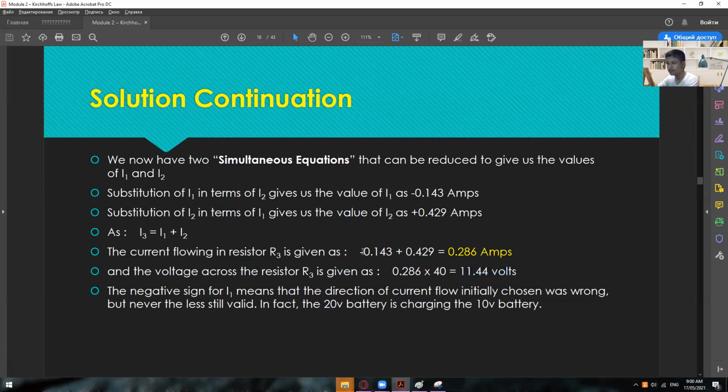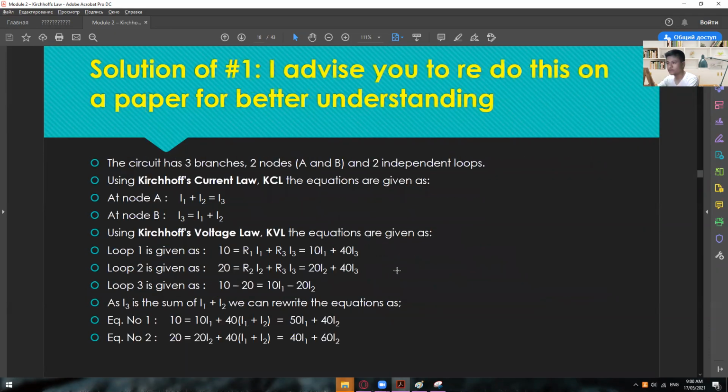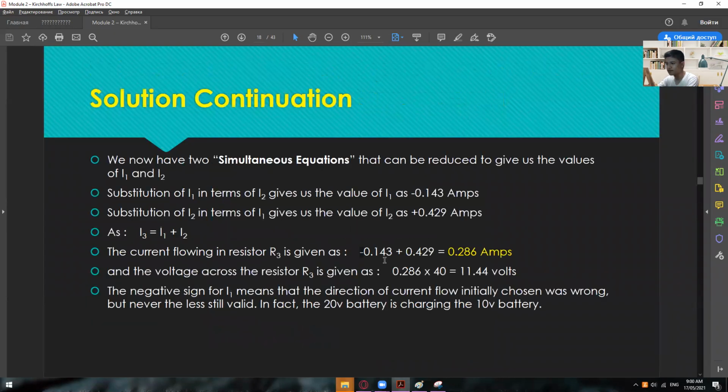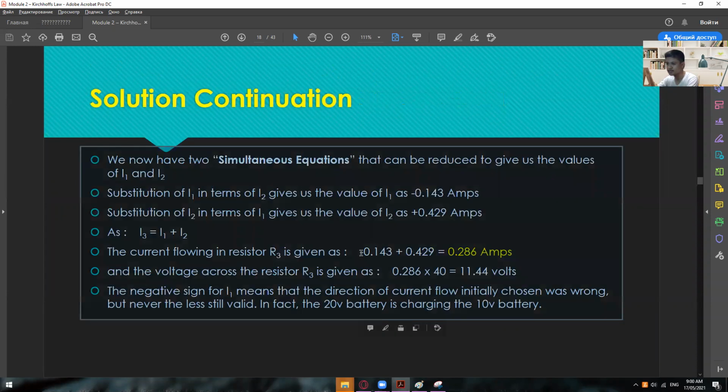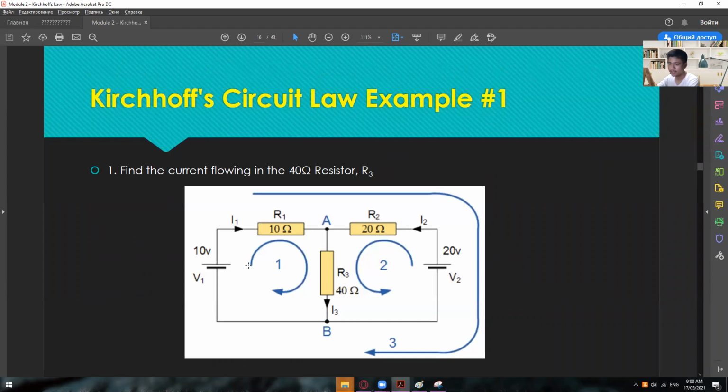And then in here, notice that we have a negative sign. That doesn't mean that we have the wrong answer. It's just an indicator that the direction that we have used in, what current is this? 0.143 is I1. The direction that we have used in I1 is actually the other way around. It should be counterclockwise, not clockwise.